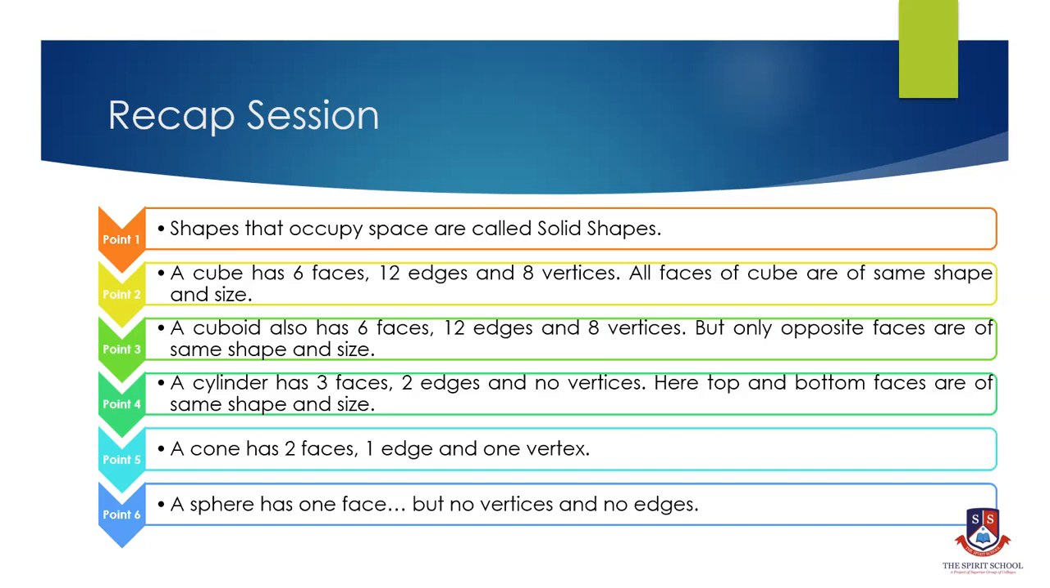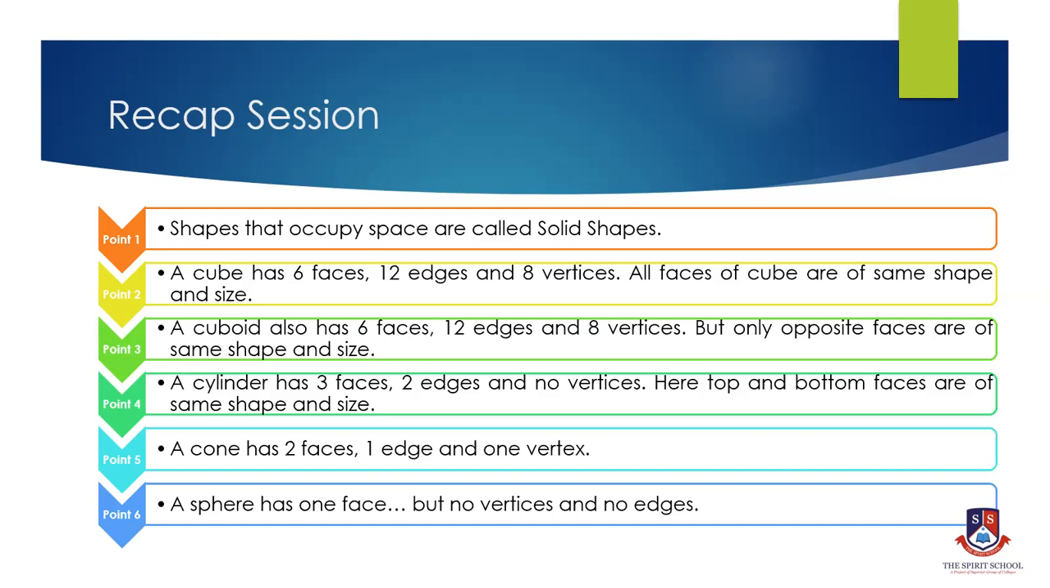In a cuboid, the number of faces, edges, and vertices are the same as in a cube. It is also having six faces, 12 edges, and 8 vertices. But in a cuboid, the point of difference is that only opposite faces are of the same shape and size, and some could be square shaped, and some could be rectangular. Then we have seen that a cylinder has three faces, two edges, and no vertices. And here, top and bottom faces are of the same shape and size, which is circular.